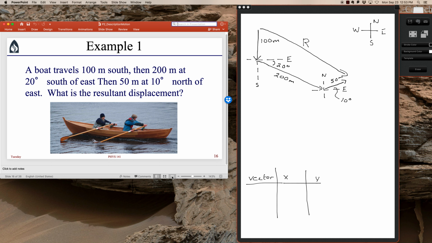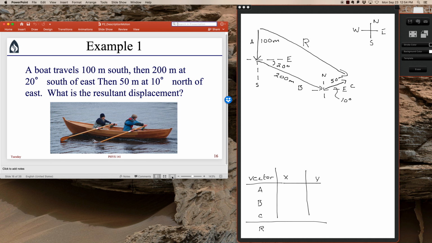So I need to go back and label these vectors. I'll call the first vector vector A, the second vector B, and the third vector vector C. So I'm adding together A, B, and C, and when I sum those together, I will get my resultant vector.